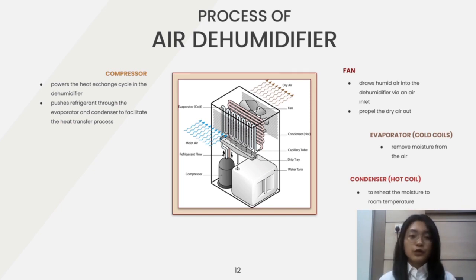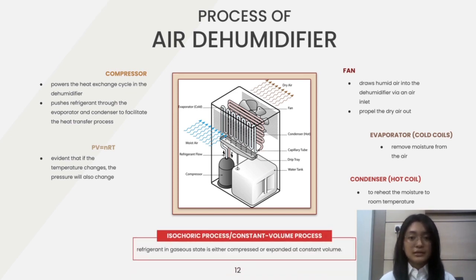The refrigerant flows in a closed tube where it encounters temperature changes but not volume changes. From the equation for an ideal gas, PV equals nRT, it is evident that if the temperature changes, the pressure will also change, because everything else remains constant. Such a process is called an isochoric process, in which the refrigerant in gaseous state is either compressed or expanded at constant volume.